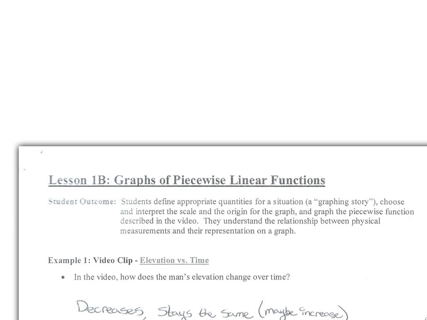Okay, in Lesson 1b today, our student outcomes are the following. Students should be able to define appropriate quantities for a situation, choose the scale and the origin for the graph of the piecewise function, and also understand the relationship between physical measurements and their representation on a graph.